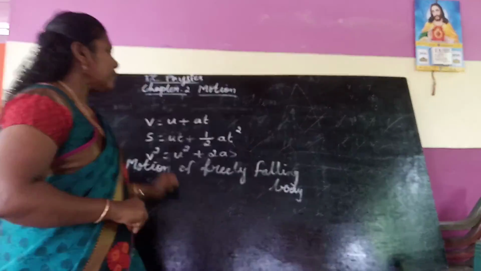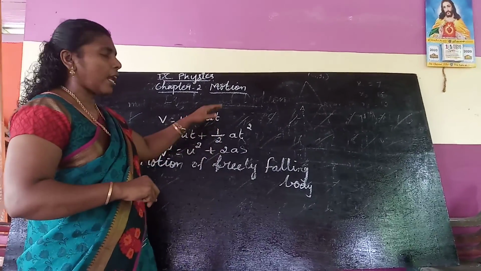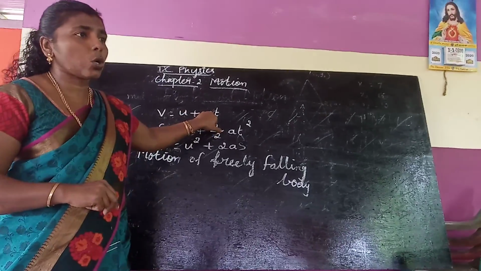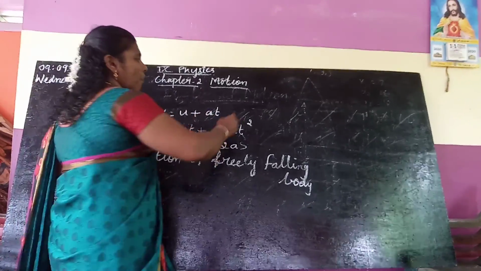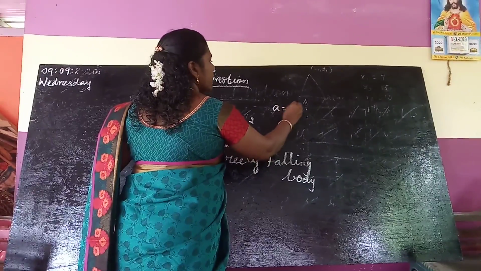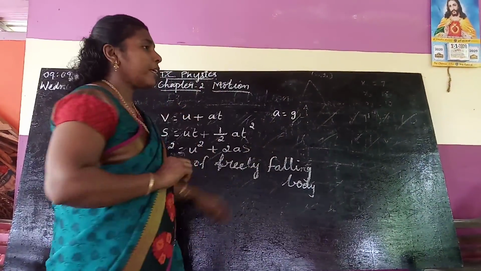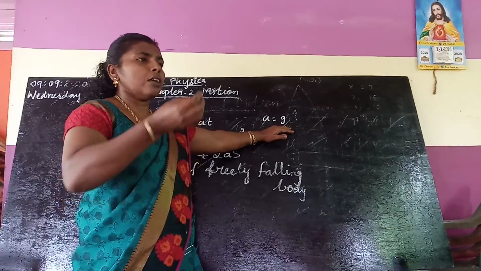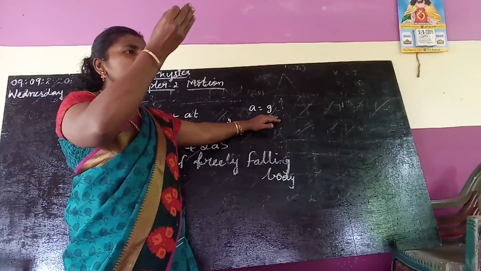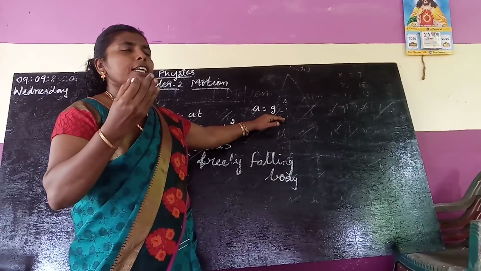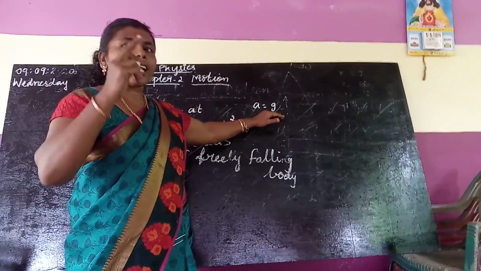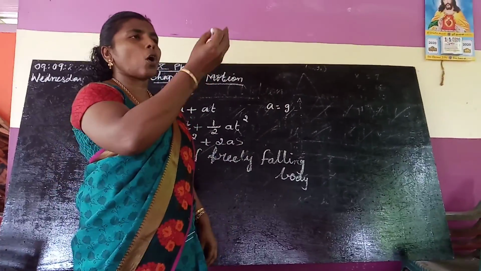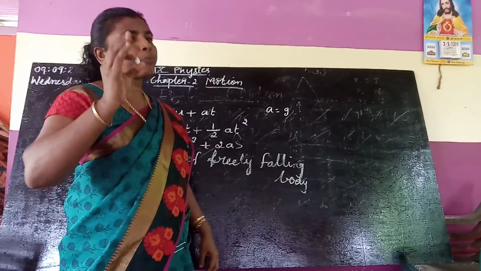So, we can see this equation, which we have already learned. Instead of A, what did I tell you? Acceleration. Instead of A, we have to write G. What is G? G means acceleration due to gravity. Any object we throw upward will fall on the ground. What is the reason? Because of the acceleration due to gravity. Because of the gravitational pull, all objects are attracted towards the earth.